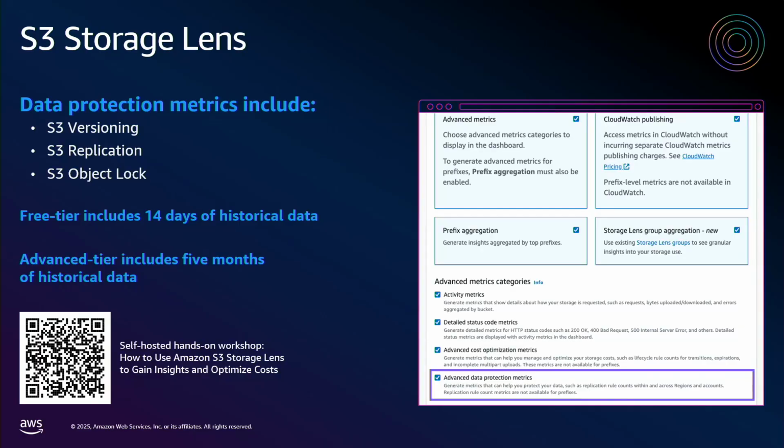Usage metrics. You can filter on prefixes. You can filter on suffixes. You can filter on size using lens groups. And with our advanced data protection metrics, you can see how much of your data has a current object lock on it. You can see how much of it's replicated. Really, really powerful data in here. And what we tend to find is customers save about 6 times what it costs them for this monitoring.